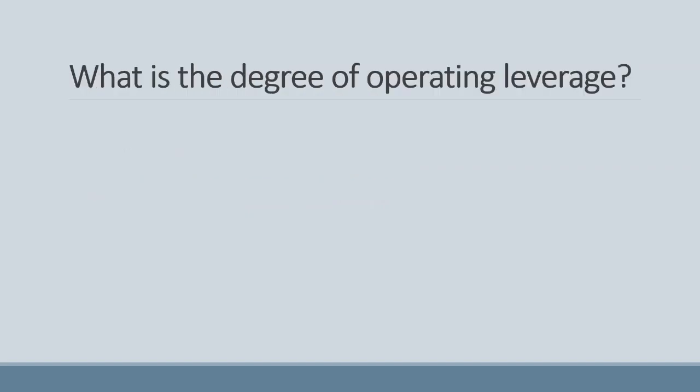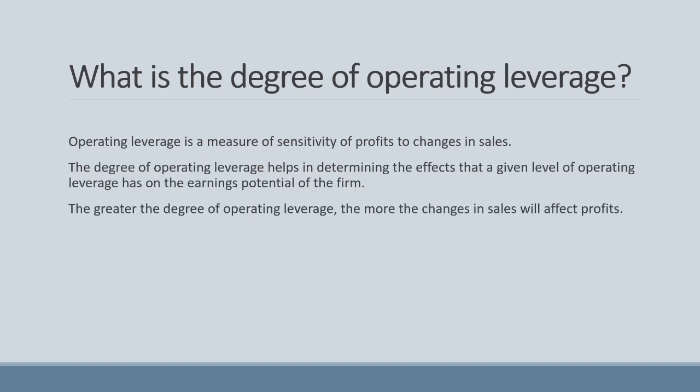So what is the degree of operating leverage? It is a measure of risk and shows us how sensitive profits are to changes in sales. The degree of operating leverage helps us to determine how the earnings level will change based on a change in our sales. The greater the degree of operating leverage, the more a change of sales, either up or down, will affect the profit we earn.